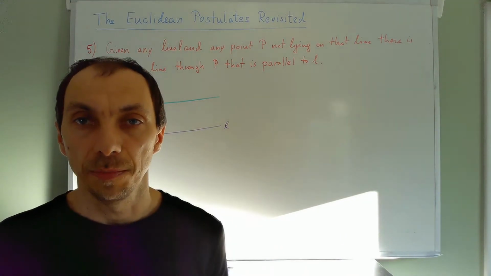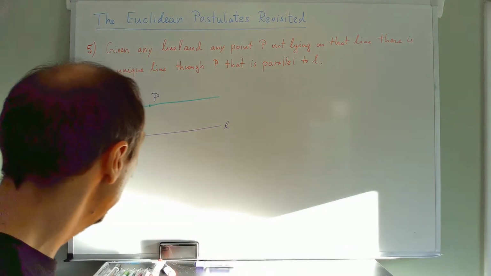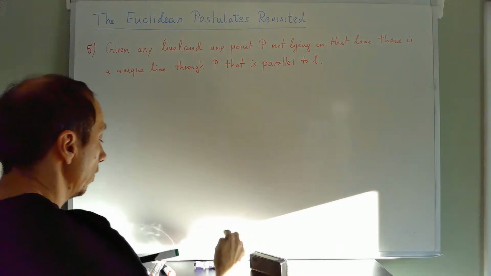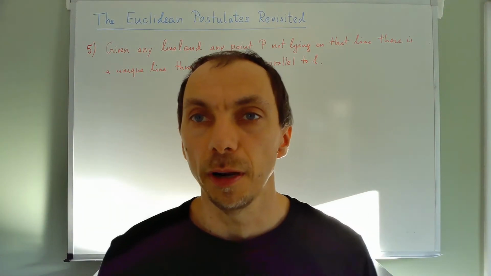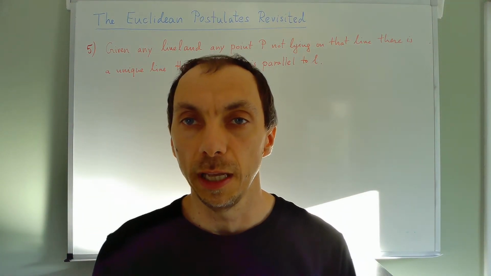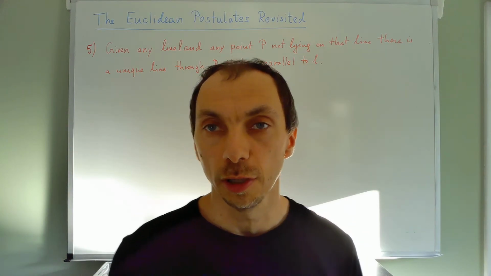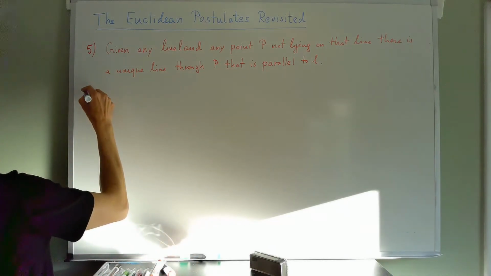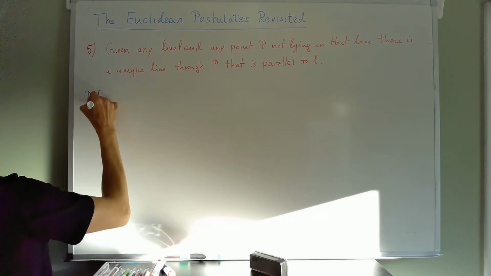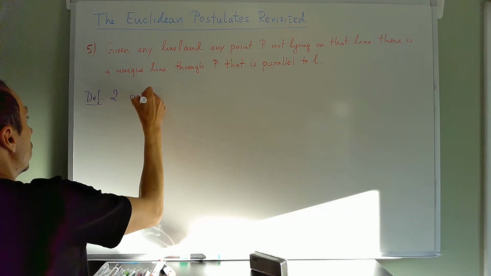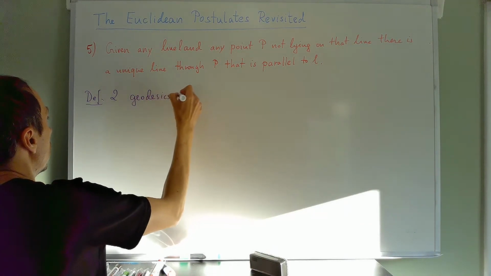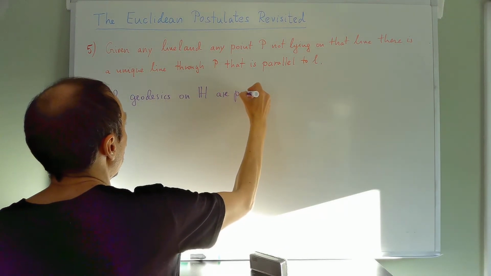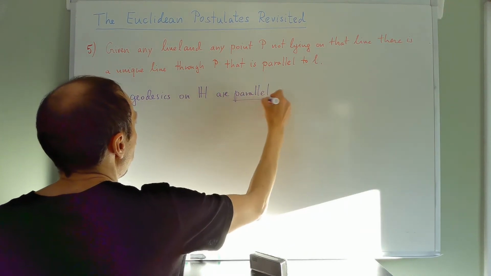Does this hold on the hyperbolic plane? Let's see. First of all, what are parallel lines? We're going to define parallel lines the same way we define them on the plane and on the sphere. These are lines that do not intersect. So, definition: two geodesics on the hyperbolic plane are parallel if they don't intersect.